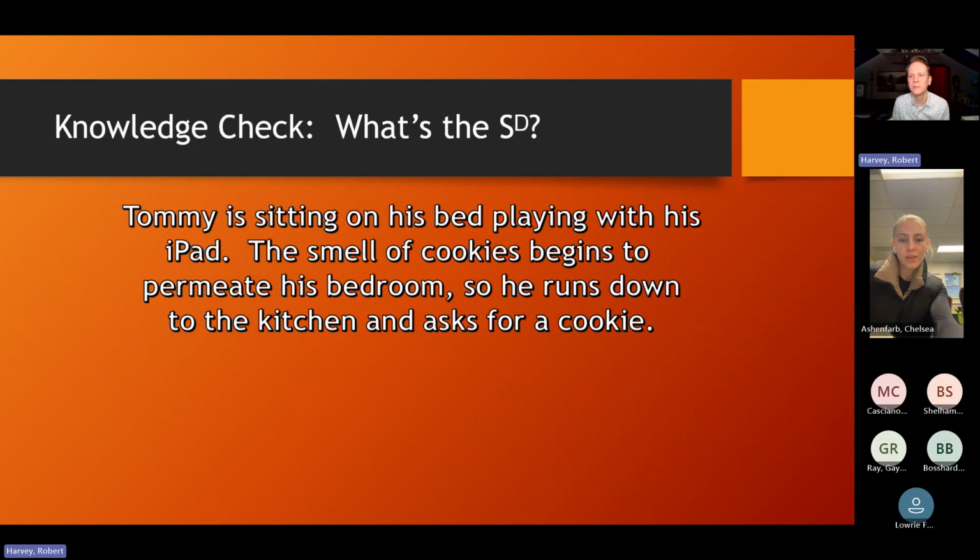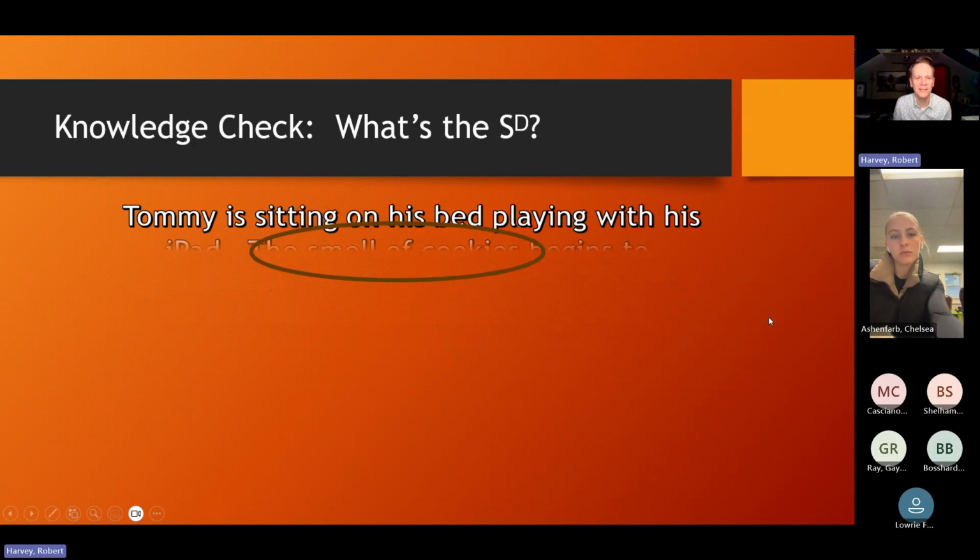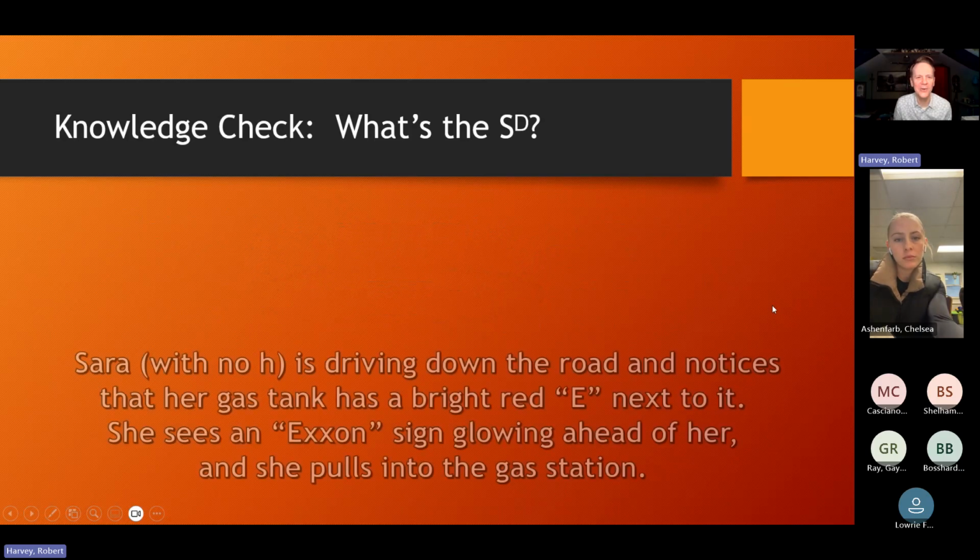Somebody call it out. Scent? The smell? The smell of the cookies. Yeah, good. I heard at least two people say it. The smell of cookies in this case is the SD. Well done.